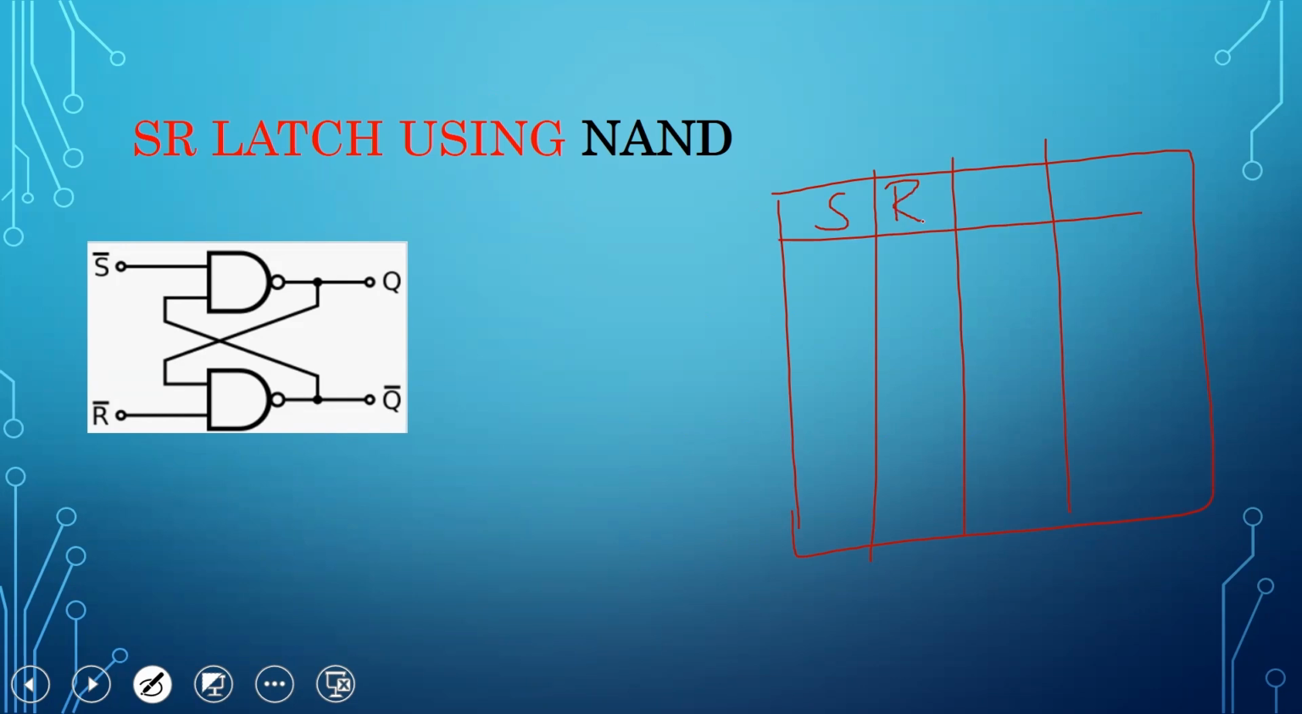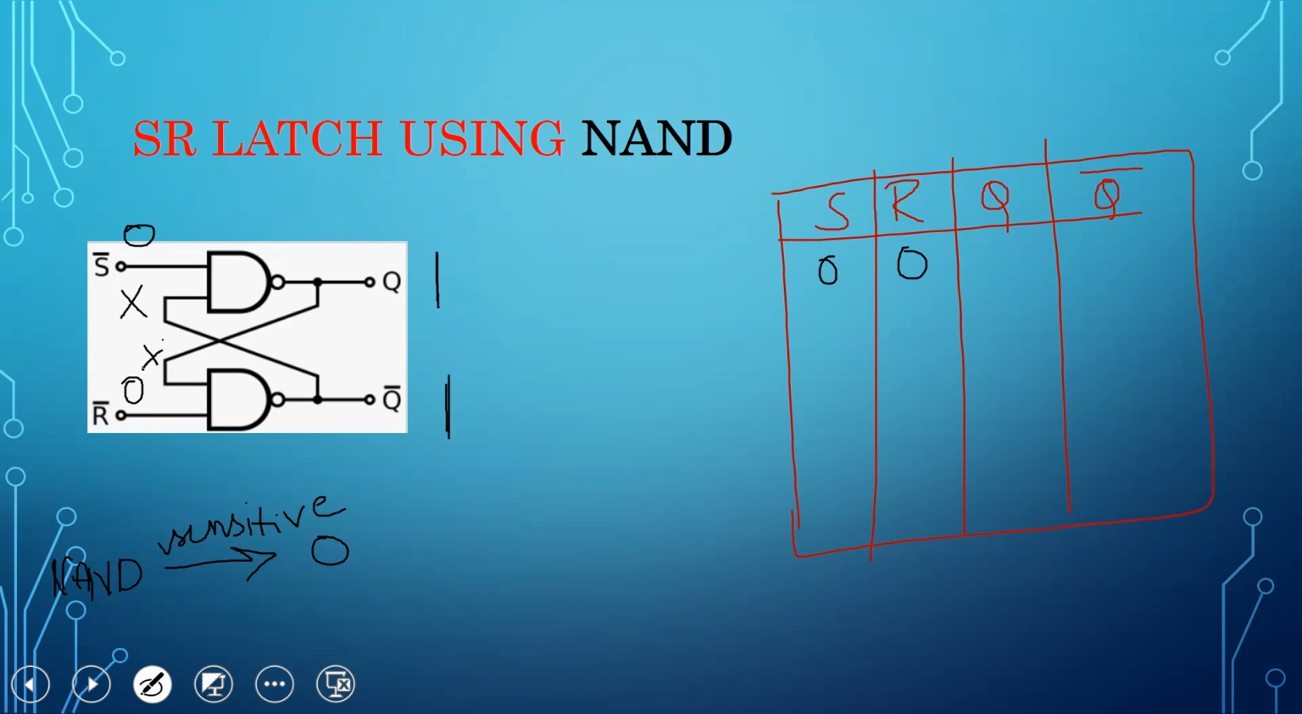S, R, Q and Q bar. When S is 0 and R is 0, this is the first case. First, you need to know that NAND is sensitive to 0. What that means is, if any input to the NAND gate is 0, irrespective of the other input, the NAND output is 1. So here Q becomes 1 and Q bar becomes 1, irrespective of the other inputs. Now these inputs act as don't cares.